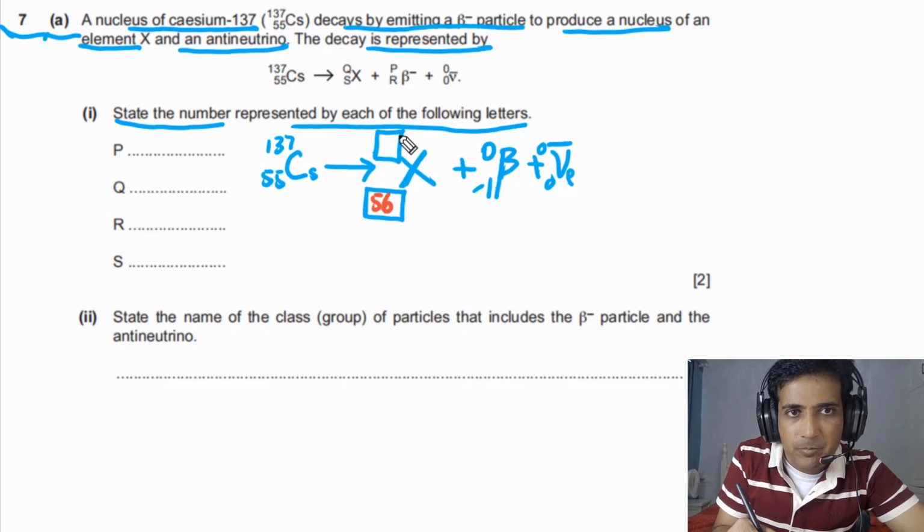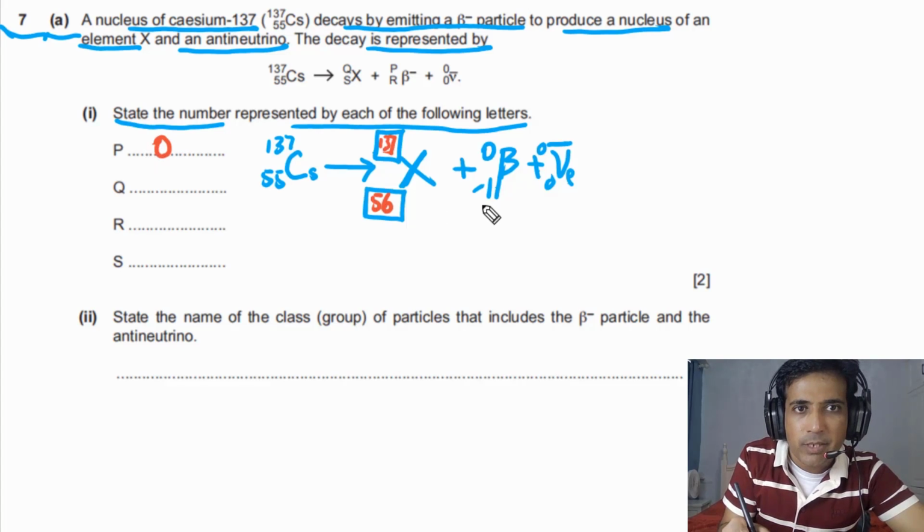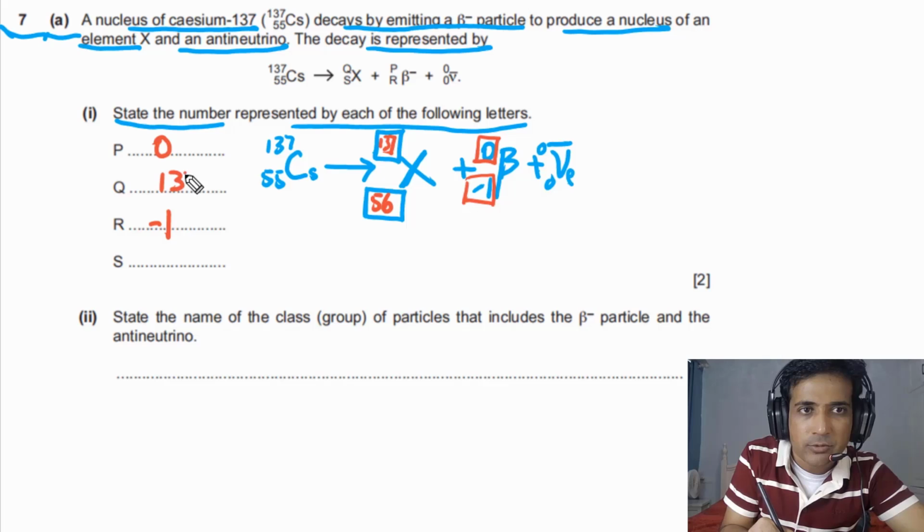Now we need to understand the mass number. On the left side we have 137, and on the right side we have 0 and 0, so this one has to be 137. Now for P, this is P, so we can say P is equal to 0, and then we have R, so this one is R and this one is P. So R is equal to -1 and we have Q. Q is equal to 137 and S is equal to 56. So this is what we need to do for A1.